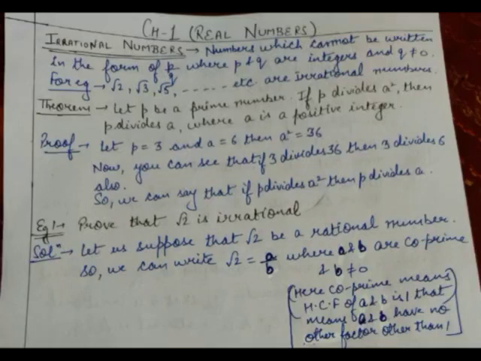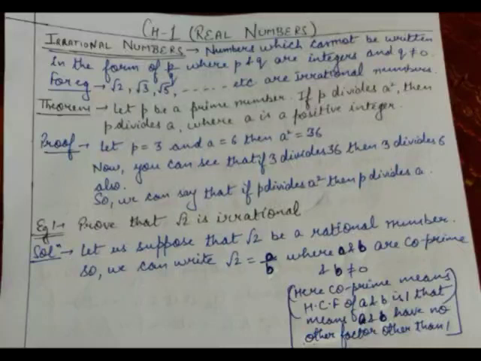Here is one theorem: let p be a prime number. If p divides a square, then p divides a, where a is a positive integer. Here is a proof, and we are doing this proof with the help of one example. Suppose p is equal to 3, which is a prime number, and a is equal to 6. Then a square will become 36. Now you can see that if 3 divides 36, then 3 divides 6 also. So we can say that if p divides a square, then p divides a.